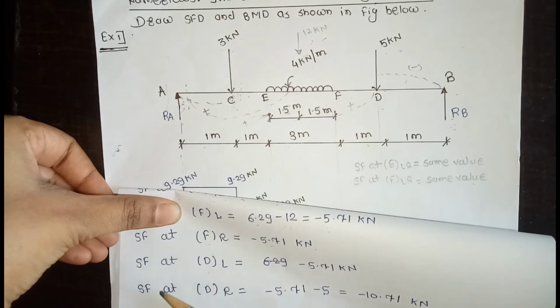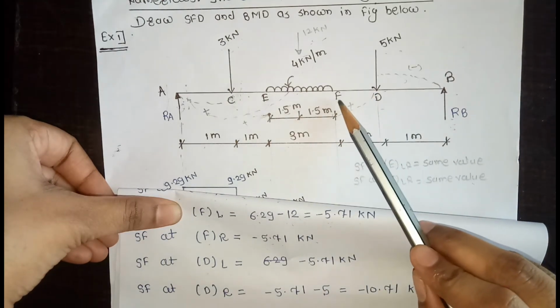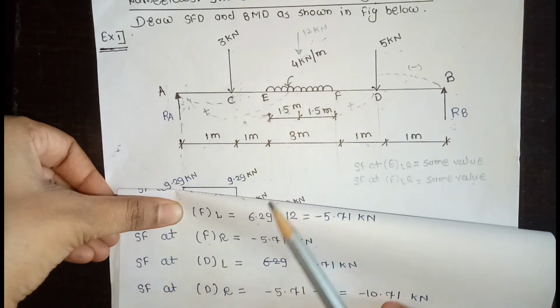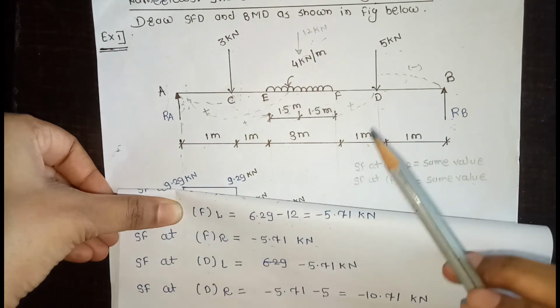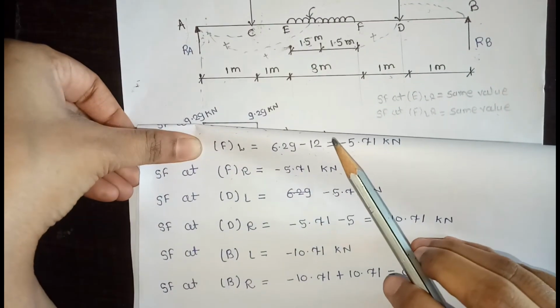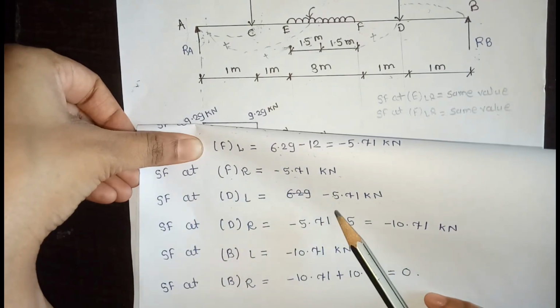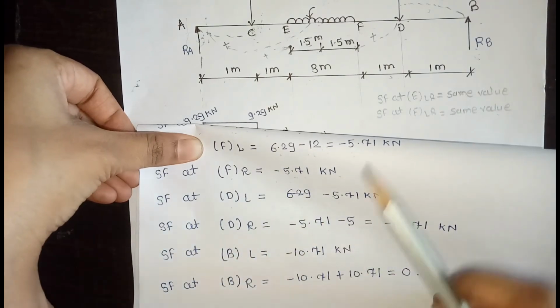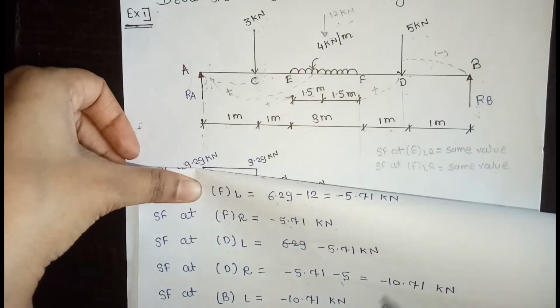minus 5.71 kilonewton. SF at D left, there is no force in between point F to D, so D left is as it is the previous value, minus 5.71 kilonewton. Then SF at D right, SF at D right is minus 5.71 minus the downward force, minus 5.